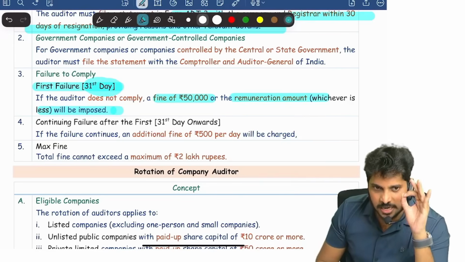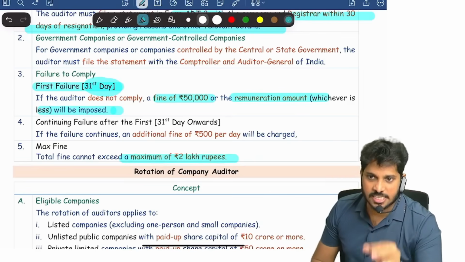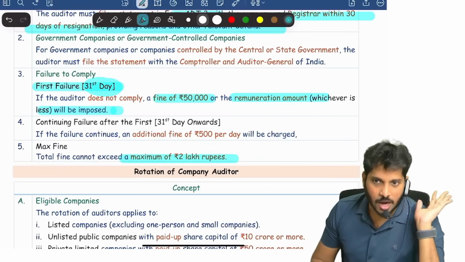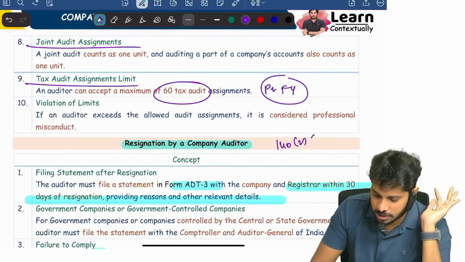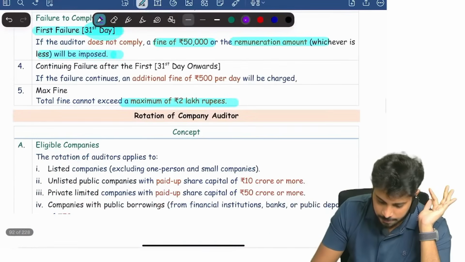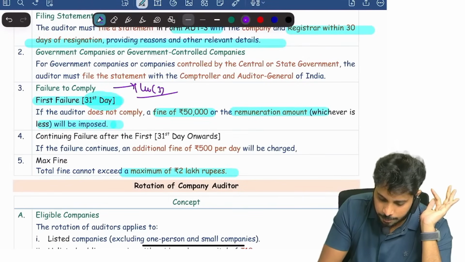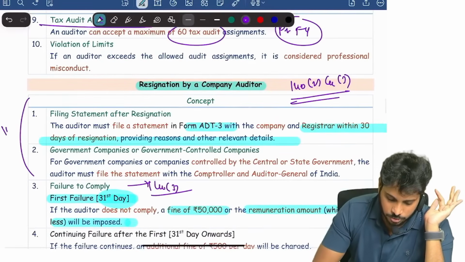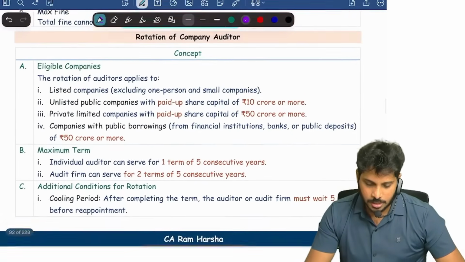Total penalty under this section cannot exceed 2 lakh rupees. Are you clear? This is combinedly covered under 140 subsection 2 and 140 subsection 3. 140 subsection 3 talks about penalty. 140 subsection 2 talks about the procedure for resignation. Are you clear? Yes or no?